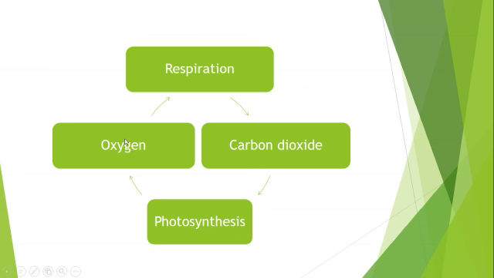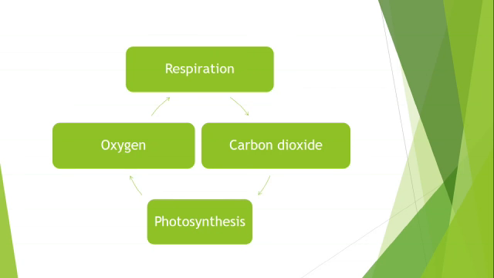I will start again. Oxygen that is released during the process of photosynthesis is needed in the process of respiration. The process of respiration releases carbon dioxide. Carbon dioxide that is released during this process of respiration is needed for the process of photosynthesis. During the process of photosynthesis, oxygen is released. That oxygen is needed in the process of respiration.